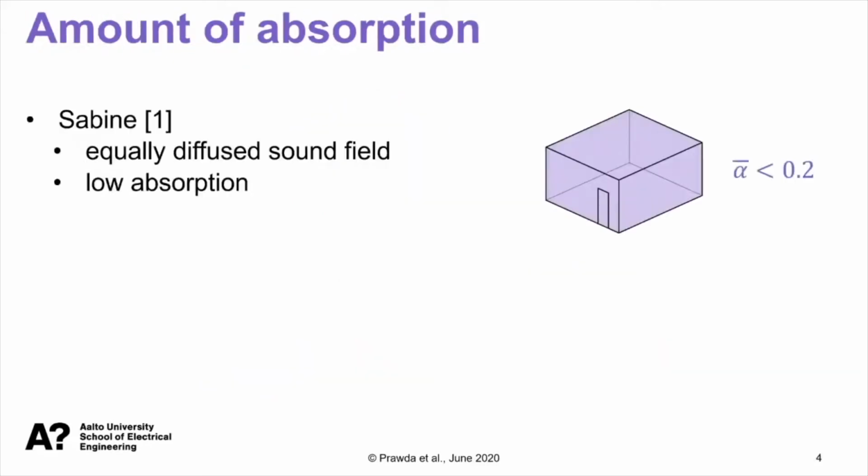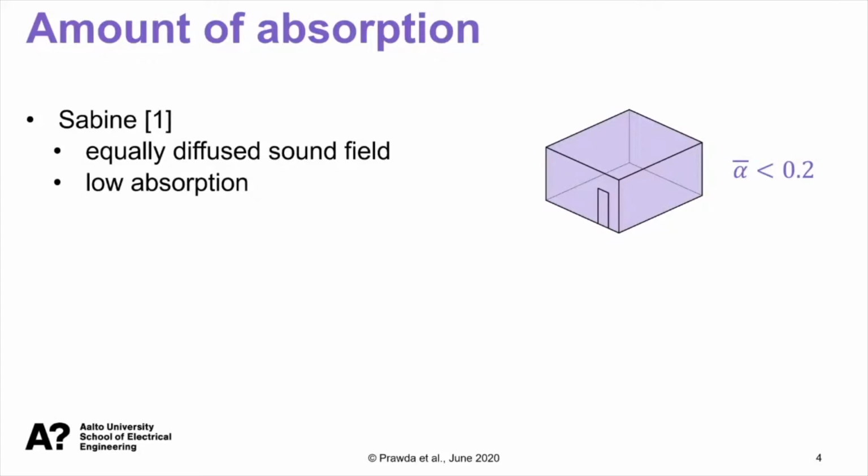However, the problem of Sabine's formula is that for it to be accurate, the room must fulfill a list of requirements. First of them being that the sound energy must be equally diffused throughout the space, which means that walls should not be parallel, and there should be no big differences between the basic dimensions of the room. Also, the average absorptivity should be low, and the absorption should be uniformly distributed in the room.